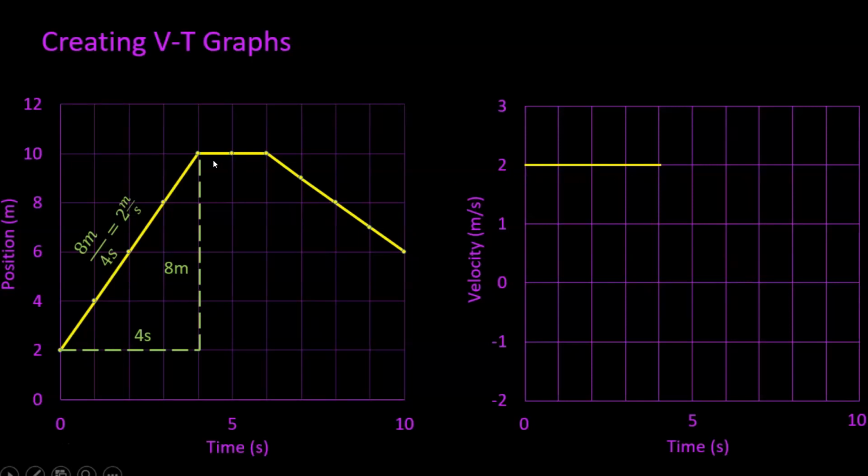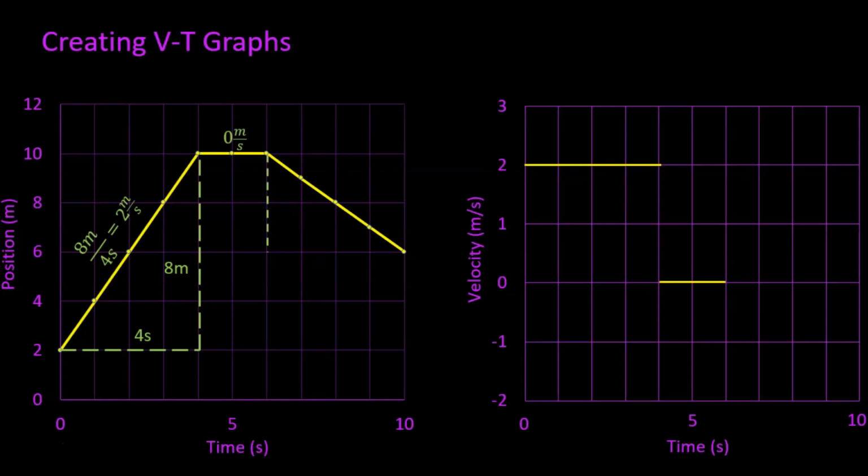Next, we need to look at this section from 4 to 6 seconds. It's a flat line, so it has a run of 2 seconds, but it has no rise because the object was standing still, wasn't changing position. This had a velocity of 0 meters per second. Now from 4 seconds to 6 seconds, we draw our flat velocity line at a velocity of 0 meters per second.